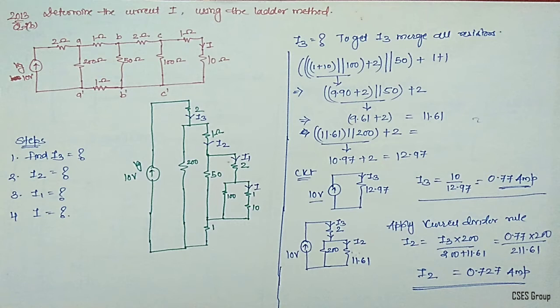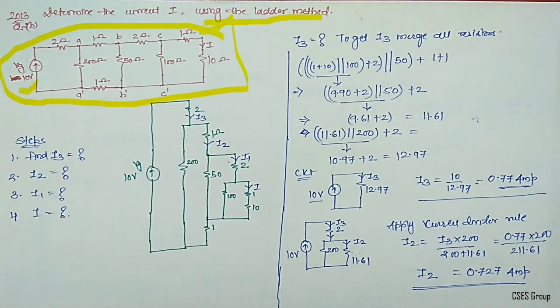The next question is: determine the current I using the ladder method. Now what is the ladder method? What you have to do is divide the current in this form. Ladder by ladder, step by step, you move forward and identify the current. That's what they are asking for. So you have the network like this. You have a 10-volt supply battery here, and then various resistance values are mentioned. What I am doing here is first of all redrawing the circuit in this form such that it will be easy for me to calculate the current and to analyze the circuit.